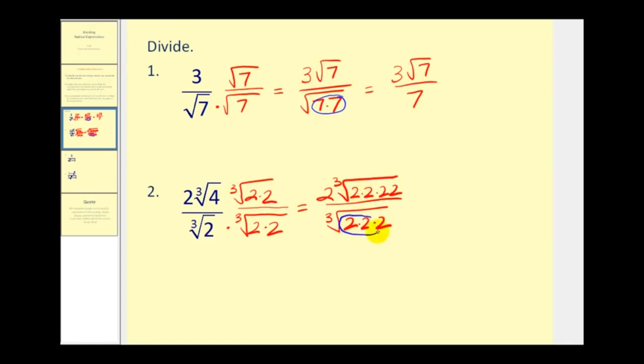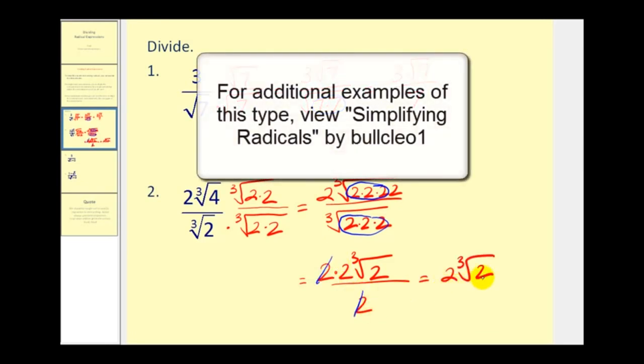We have 3 factors of 2 here, and we have 3 factors of 2 here. These are our perfect cube factors, which means our denominator will simplify to one of these factors, or 2. And then in our numerator we have this 2 outside the radical, and then this simplifies to another 2 outside the radical, and we're left with the cube root of 2. Now we do have a common factor of 2 between the numerator and denominator, so this simplifies out. So we're left with 2 cube root 2.